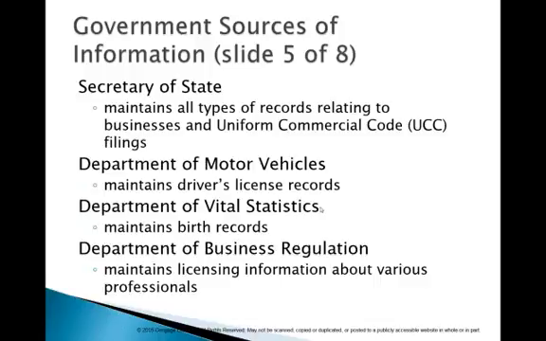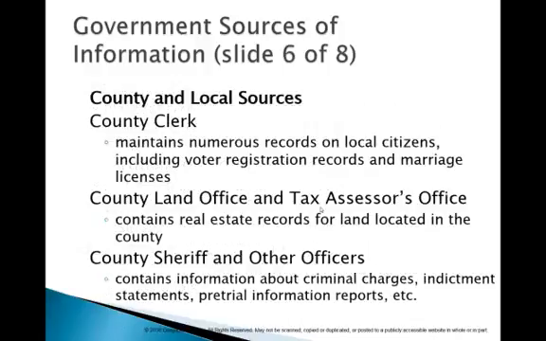The Department of Business Regulation also has information about licensing of various individuals. Maybe they're real estate agents, maybe they're CPAs and others. There's information about their business in the Department of Business Regulation. County offices: the county clerk has marriage licenses and divorce information.